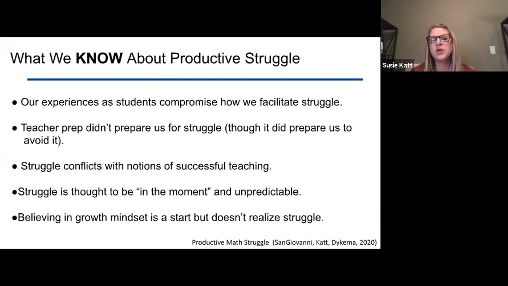And then when I got into the classroom, I really had this idea that when my students struggled, it was my fault, right? It was like I wasn't doing a good enough job, because if I did my job well, then they shouldn't be struggling. And I also just kind of thought that struggle happened in the moment, just by chance.